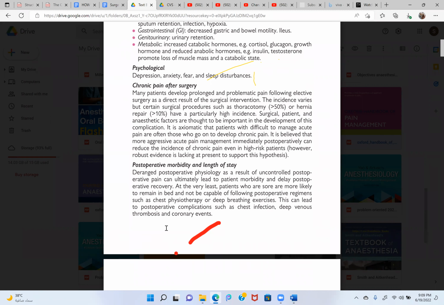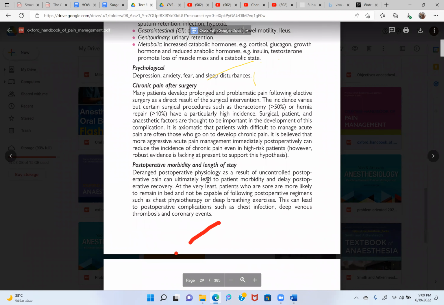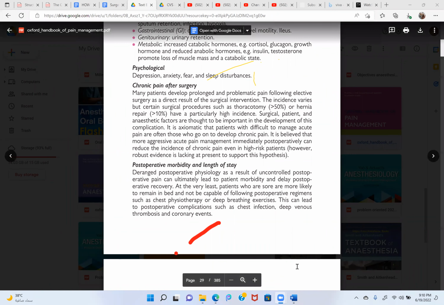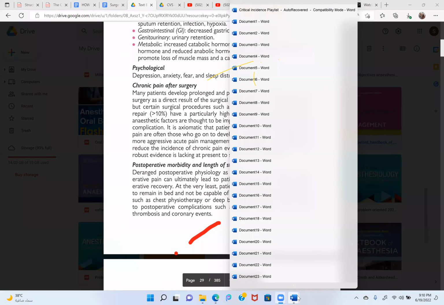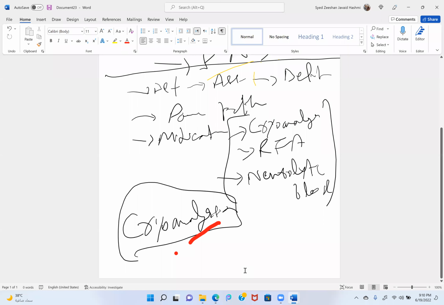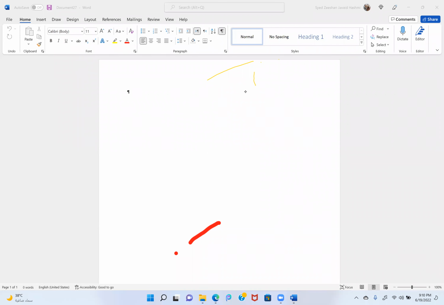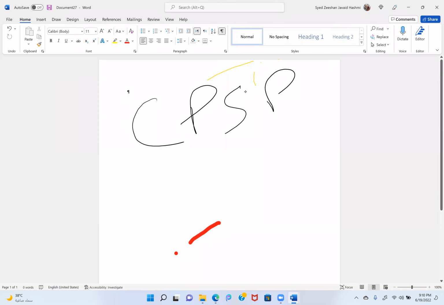What is chronic post-surgical pain? Have you read about it? Anyone wants to tell it? What is chronic post-surgical pain? For the people from Pakistan, we have a special association with this word because this is a constant source of pain for us. Am I right? Till the time we don't pass our exam, this is CPSP. And it is also our College of Physicians and Surgeons, Pakistan.